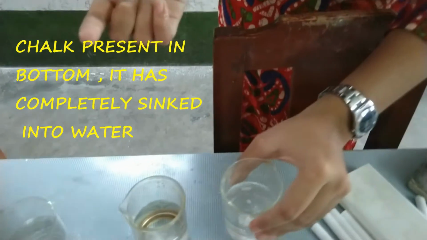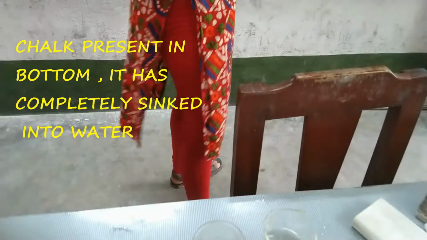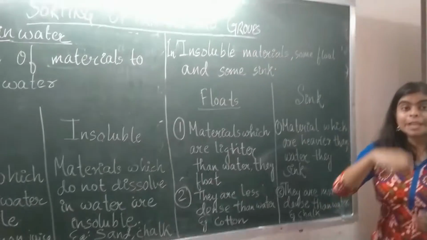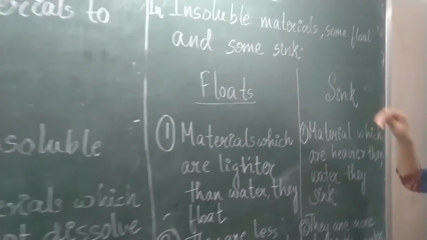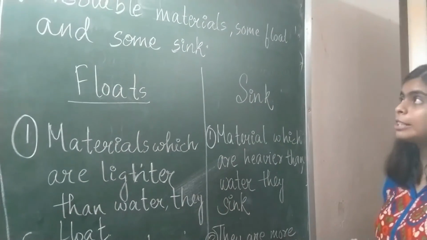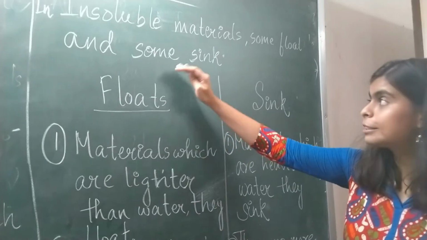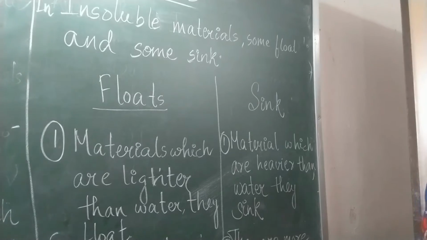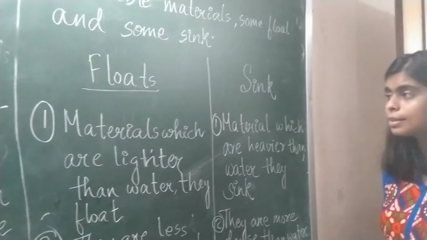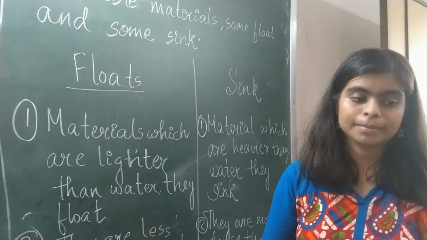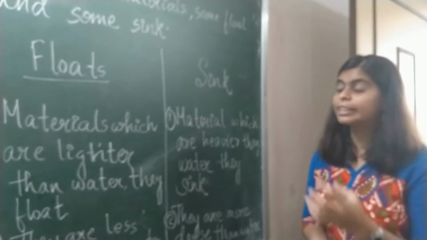Now, among insoluble materials also, some materials float and some materials sink. On the basis of float and sink, we can group them. Which material floats? Why do they float? And why do some materials sink? This is because the materials which are lighter than water, they float. The materials which are lighter, halka, lighter than water, they will float.